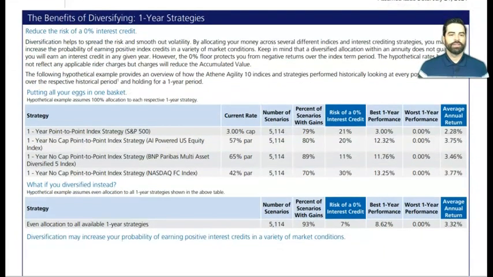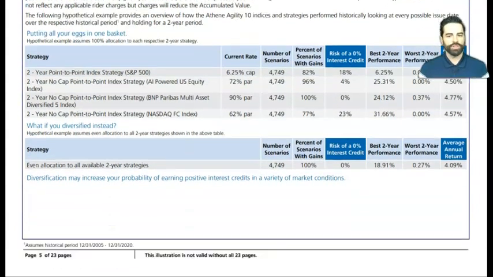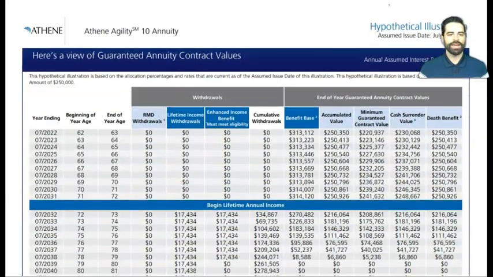This looks at the reduced risk of a 0% interest credit. What does a hypothetical strategy look like for the 1-year strategies, and what is your percent chance of getting a 0 with that strategy? And here it is. Most strategies have a pretty low chance of getting a 0%. The next one is the same thing, but for the 2-year strategies. And then we get to the actual illustration.